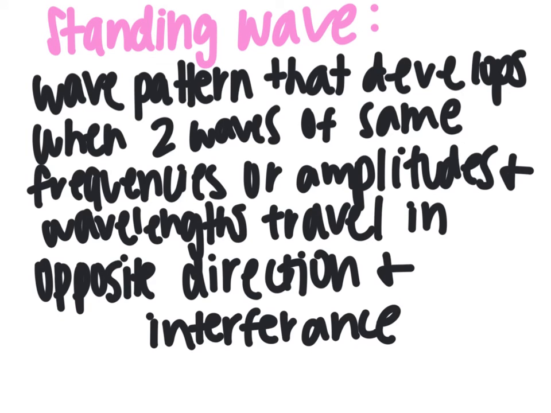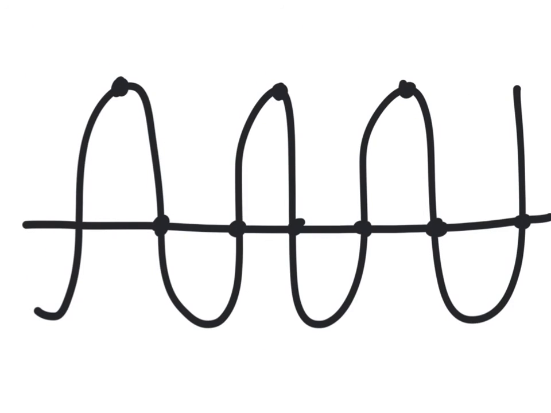And we've come to the final part of Season 11. This is the standing wave. A standing wave is a wave pattern that develops when 2 waves of the same frequencies or amplitudes and wavelengths travel in opposite directions and interfere. In the last part of this video, I'm going to discuss nodes and antinodes. Nodes are points where the slinky or string doesn't move. This is caused by destructive interference.